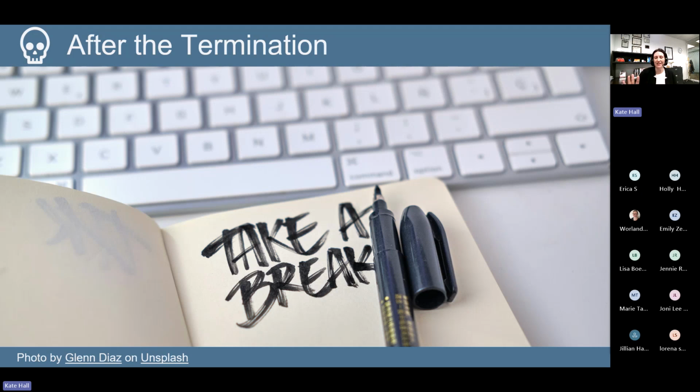Go do whatever you need. Maybe it's having a piece of chocolate. Maybe it's going for a walk. Maybe it's I'm going to do this and then go home because I need to decompress. It is hard to terminate someone. It is hard for them, but it is also hard for us, right? Because you know you're changing something.